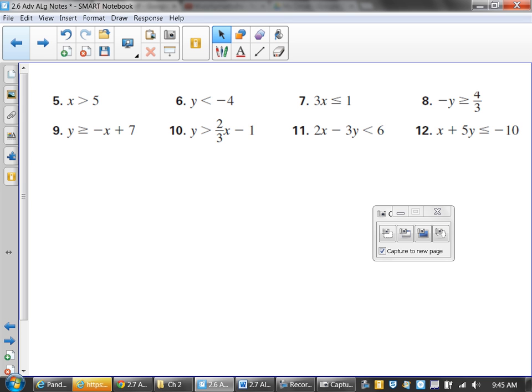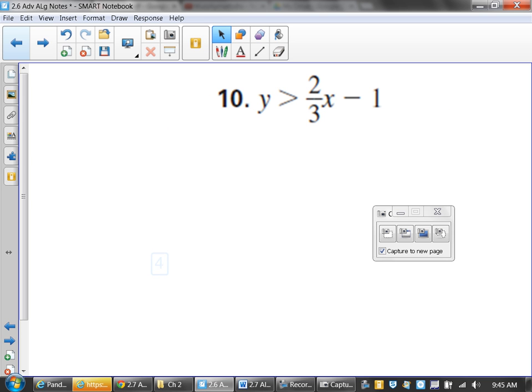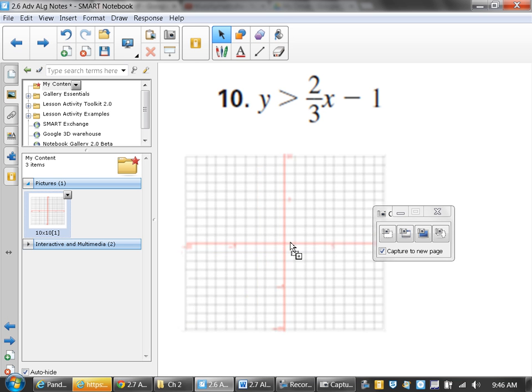I'm just going to start with slopes first. So in this case here, I have y is greater than 2x minus 1. I'm sorry, 2/3 x, excuse me. Y is greater than 2/3 x minus 1. So I start with my graph.